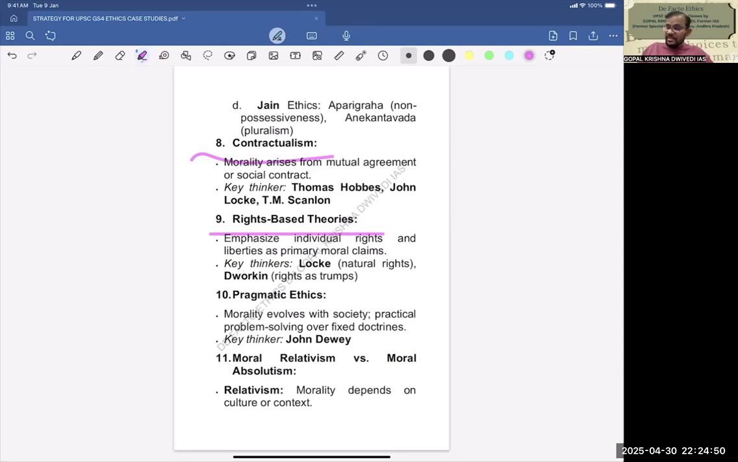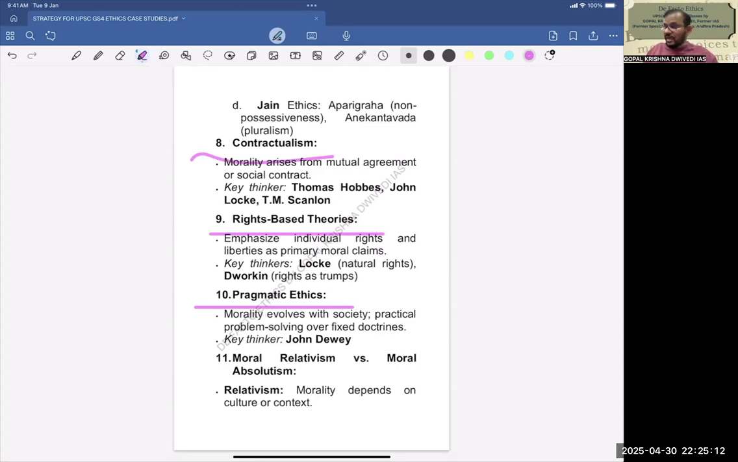claims. Then next is pragmatic ethics. Pragmatic ethics was promoted by John Dewey, and he said that morality evolves with society and practical problem solving over fixed doctrine. So if some strategy solves the problem, then that should be considered success. That should be recommended and that should be used. So that was the thinking of John Dewey.